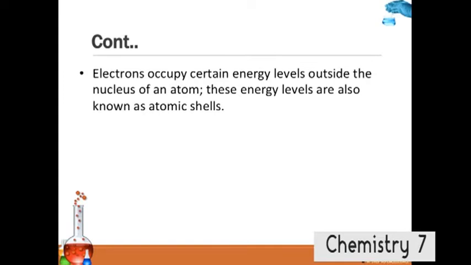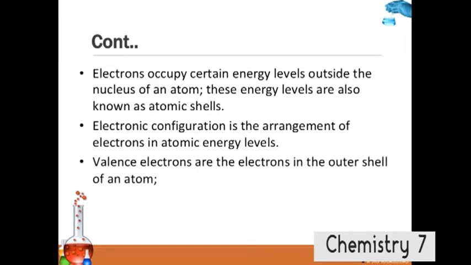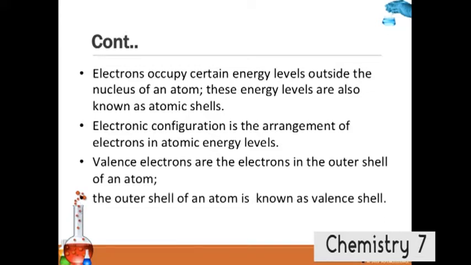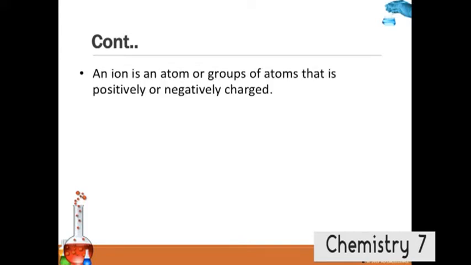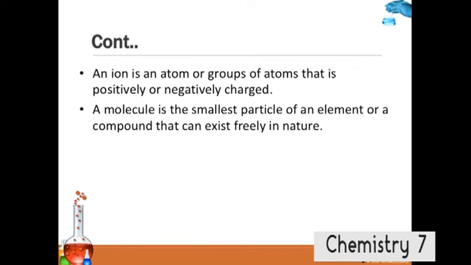Electrons occupy certain energy levels outside the nucleus of an atom. These energy levels are also known as atomic shells. Electronic configuration is the arrangement of electrons in atomic energy levels. Valence electrons are the electrons in the outer shell of an atom. The outer shell of an atom is known as the valence shell. An ion is an atom or group of atoms that is positively or negatively charged. A molecule is the smallest particle of an element or a compound that can exist freely in nature.